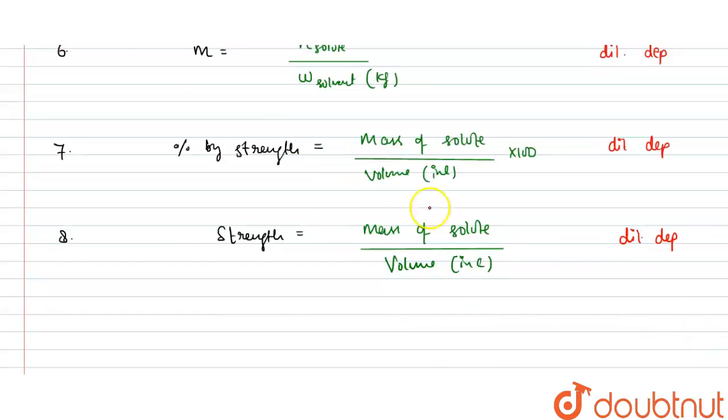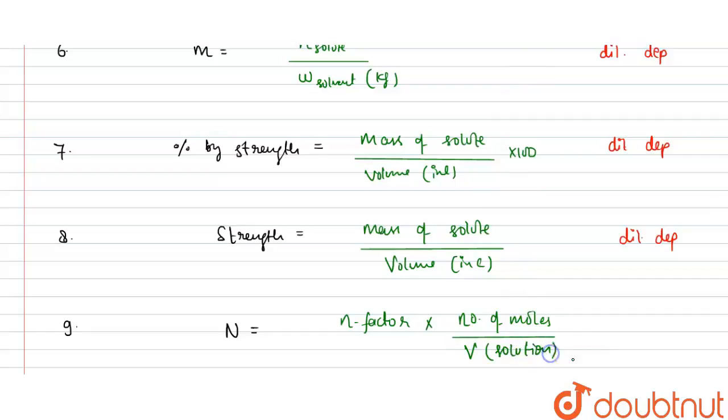Now last is normality. The formula of normality is n factor multiplied with molarity. Molarity is number of moles divided by volume of solution in liter. This has volume, so this is also dilution dependent.